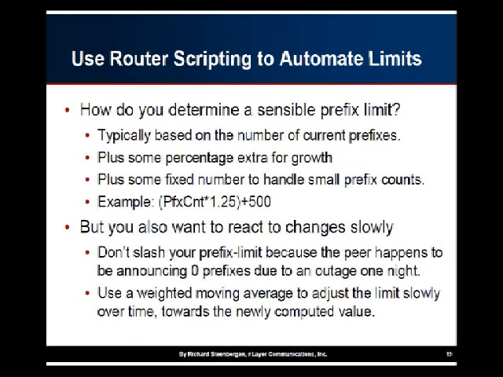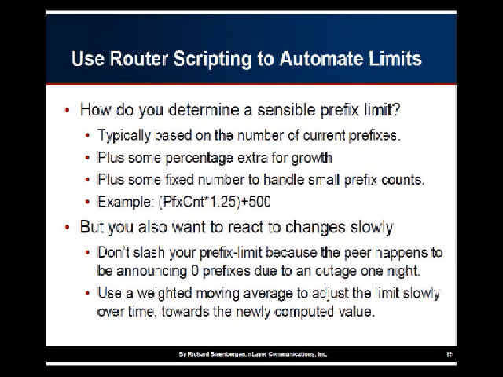So how do you determine a sensible prefix limit? I start by looking at the number of current prefixes. You want to add some percentage for growth, and then you want to add some fixed number. So if someone sends you 2 prefixes, your limit's not going to be 3. It's going to be reasonable. But if someone sends you 5,000, your limit's probably going to be 7,500, something like that.